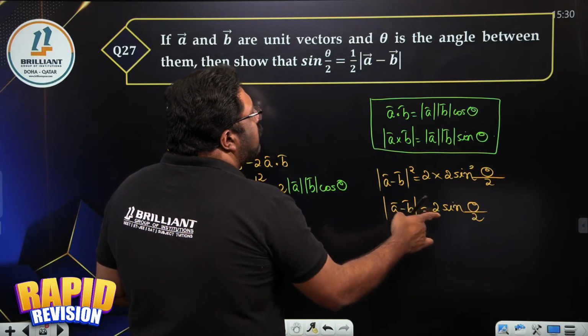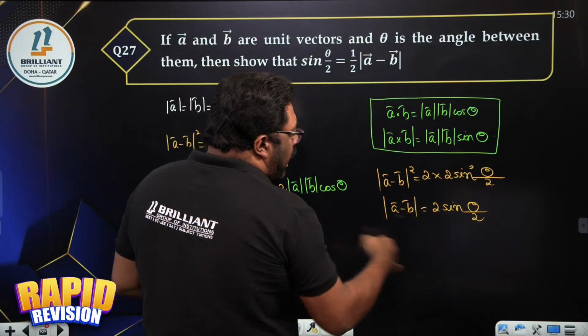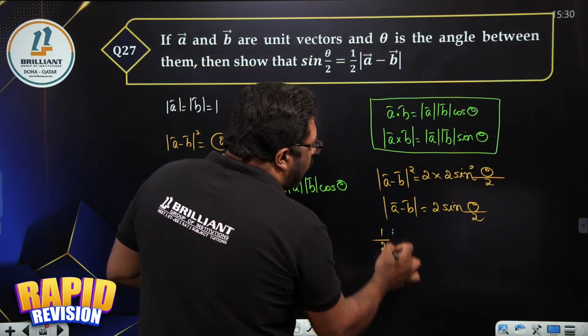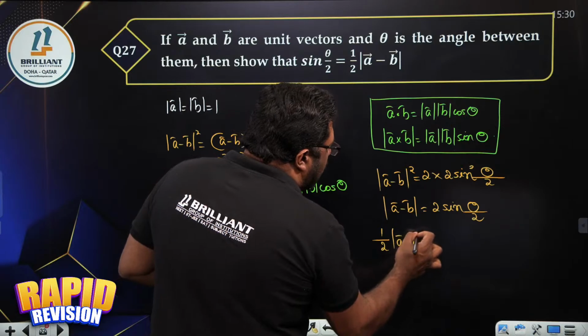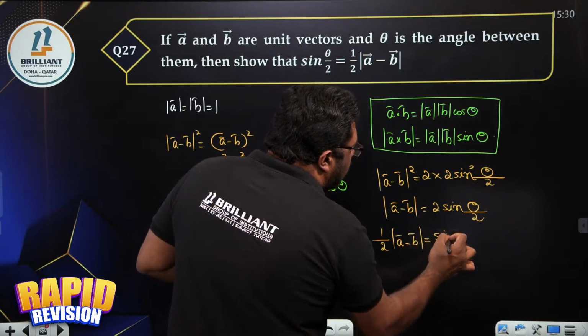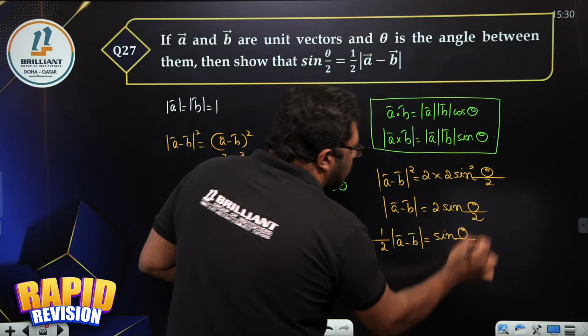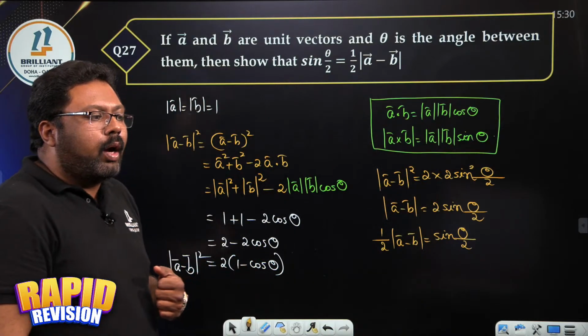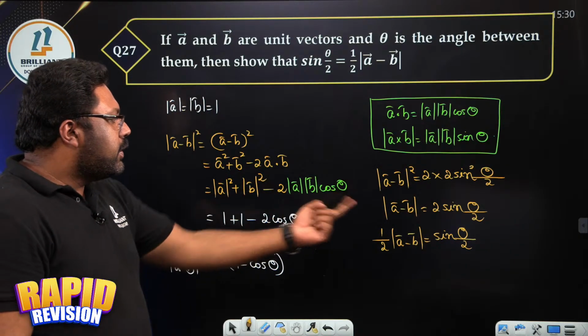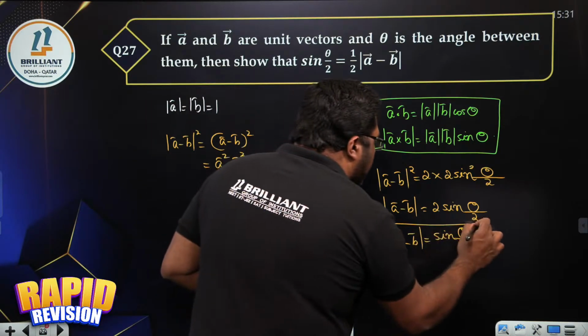Okay, now bring sine half here. So it's going to be half magnitude of A minus B equal to sine theta by 2. Half magnitude of A minus B is sine theta by 2.